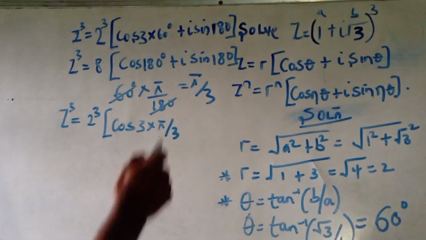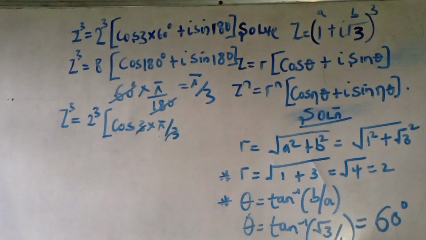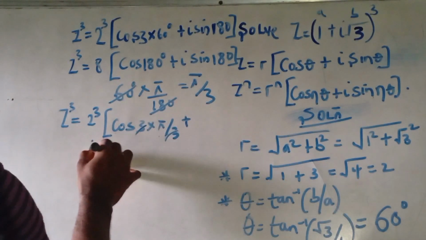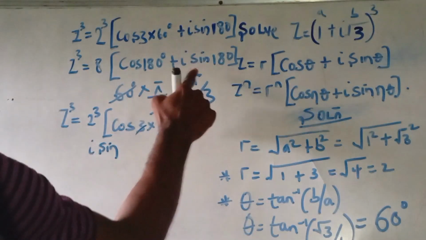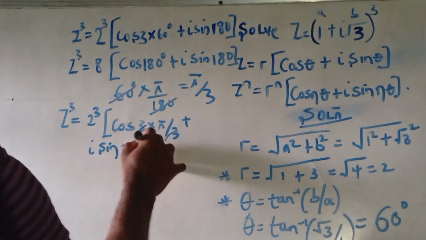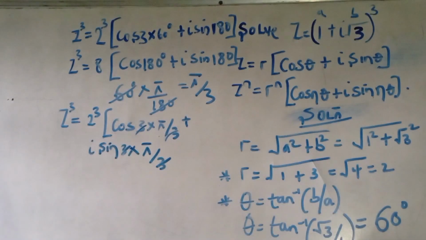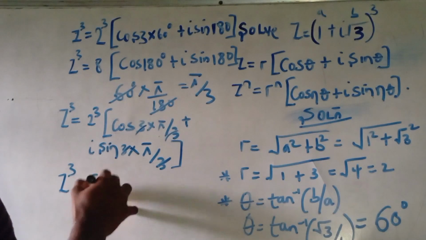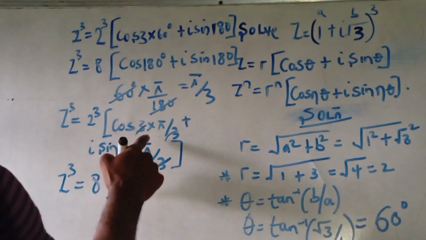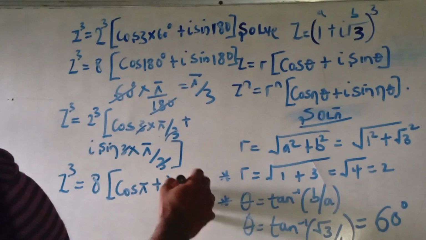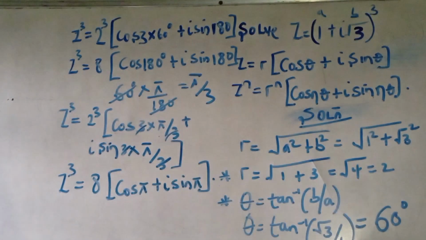In the sense that this and this cancel, plus i sine of n, look at n. n is 3 times pi divided by 3. This and this cancel again. So you can keep your answer in this format. z raised to the power 3 is equal to 8 into cos pi plus i sine pi. Remember that pi is also equal to 180 degrees.